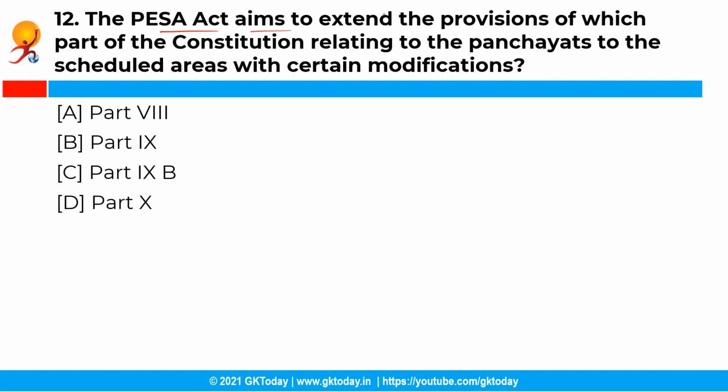So the PESA Act aims to extend the provisions of which part of the Constitution relating to the panchayats to the scheduled areas with certain modifications. So you have the following options and the correct answer is option B, that is part 9th. So the provision of panchayats extension to the scheduled areas Act, PESA Act 1996 aims to extend the provisions of Part 9th of the Constitution relating to the panchayats to the scheduled areas with certain modifications.